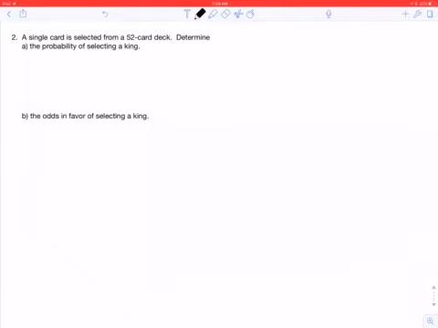So a single card is selected from a 52-card deck. Let's first determine the probability of selecting a king. In a 52-card deck, 4 of the cards are going to be kings. So there are 4 cards that are favorable to getting a king out of the 52 cards in the deck. So favorable over total. Now we know all fractions have to be reduced to lowest terms. So 1 over 13.